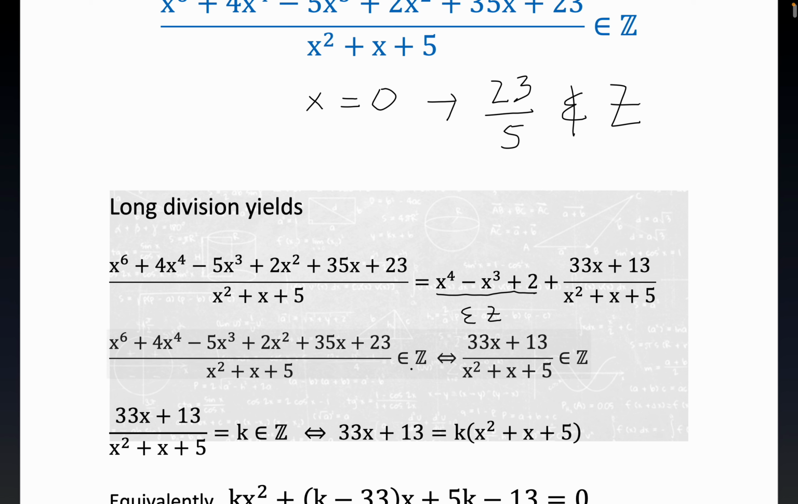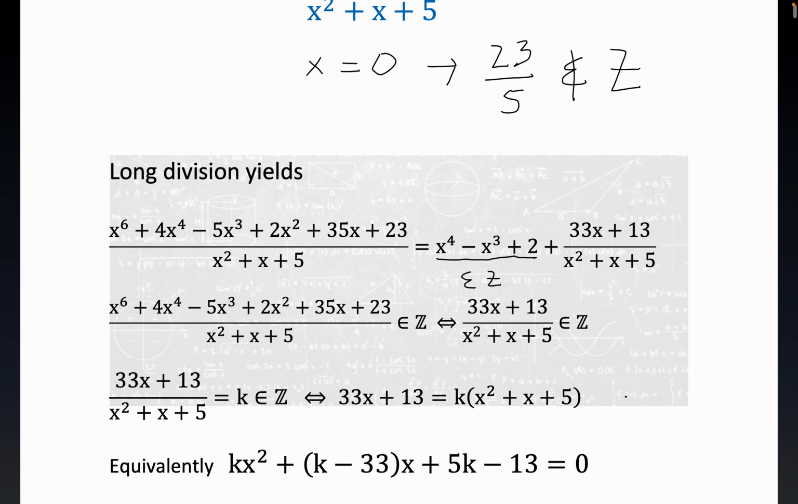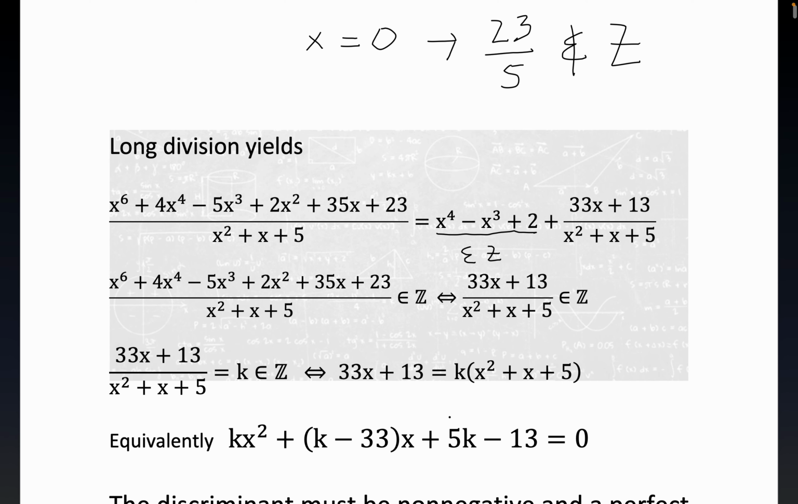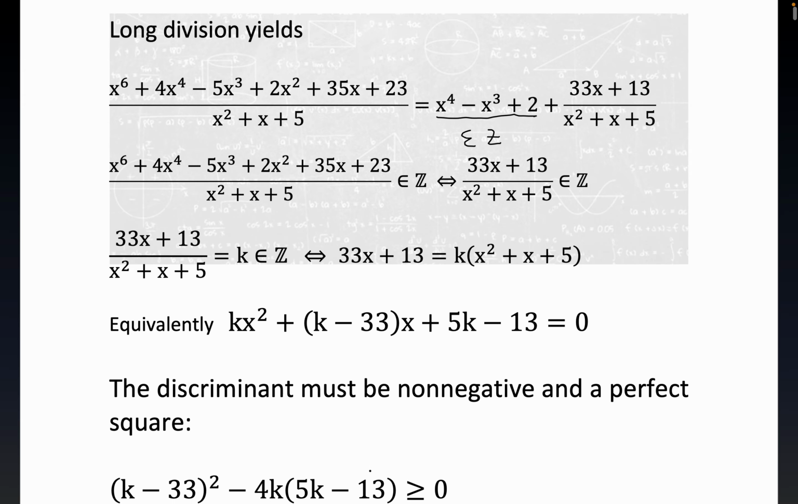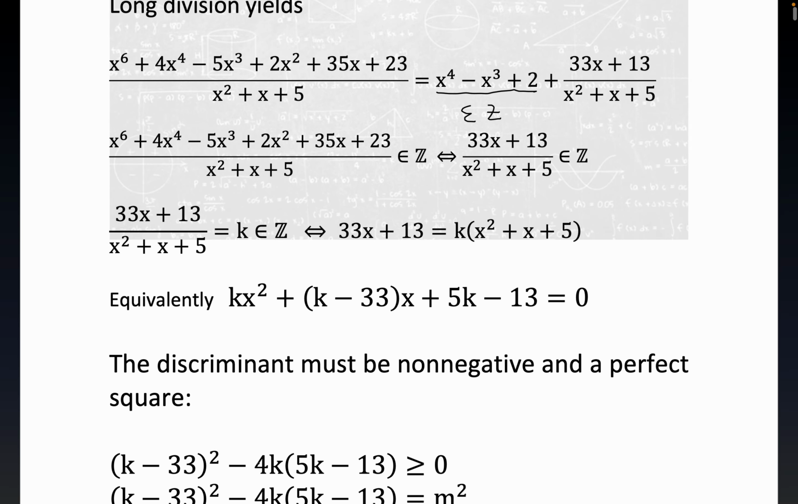This can be a member of Z if and only if this remainder over divisor expression is also an integer. So this is certainly the truth, and we set it equal to an integer k. We get this equivalent statement here, and we multiply it out. We get a quadratic with the parameter k, and we can write down the discriminant. This is the discriminant right here.